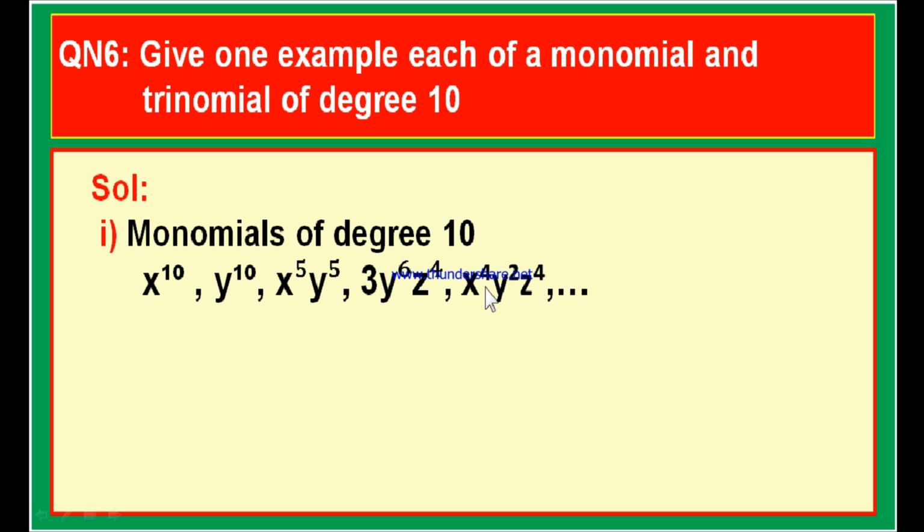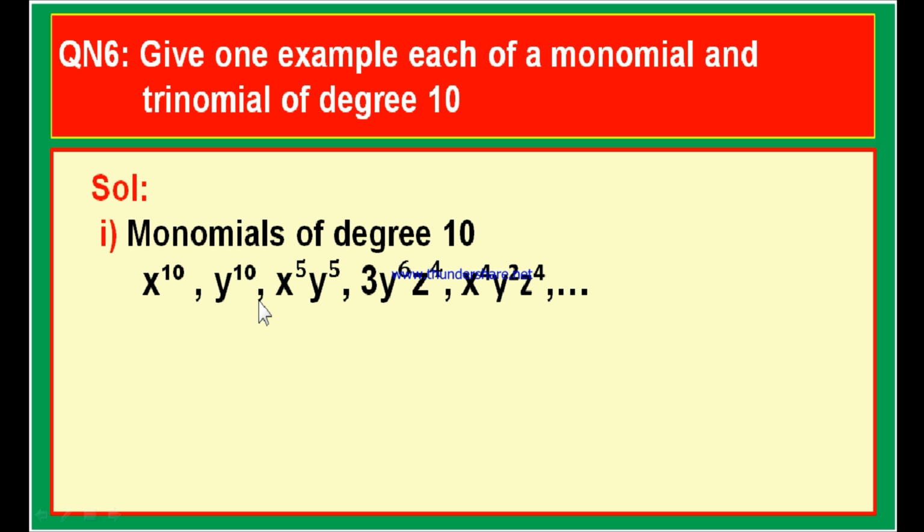Similarly, x power 4, y square and z power 4. Again, this polynomial contains a single term, only one term. But in this term, it is nothing but the product of three variables. Now, the exponent of the first variable is 4, the exponent of the second variable is 2, and the exponent of the third variable is 4. If we add 4 plus 2 plus 4, we get 10. Therefore, this is a monomial of degree 10.